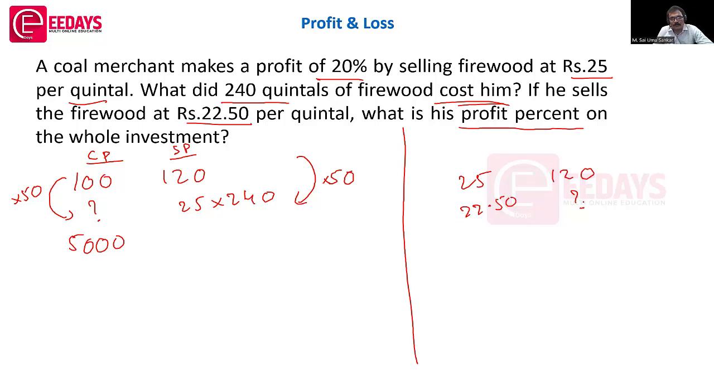22 rupees 50 paise, then how much? Suppose this value is less than 100, you will get loss. Suppose this value is more than 100, you will get profit. So what happened? This is equal to into 0.9. Is it clear? 25 into 9, 225. But 0.5 is there. 25 into 0.9, that gives 22.5.